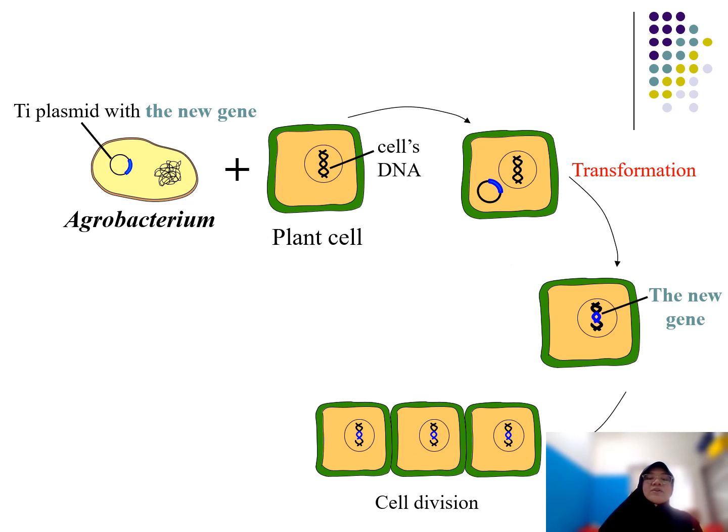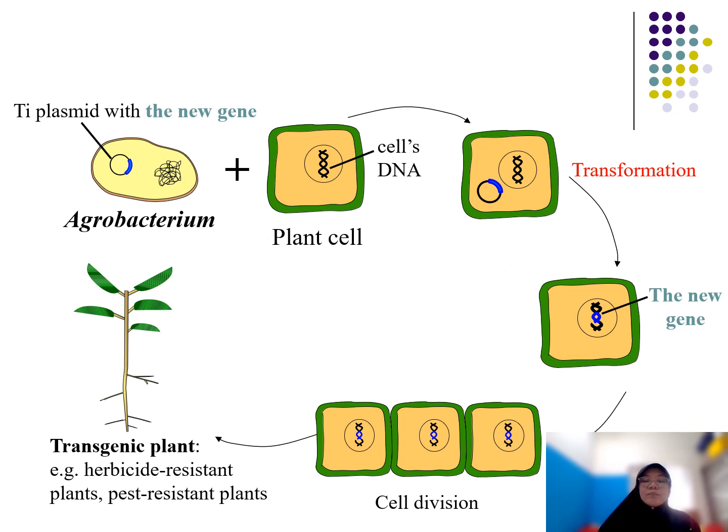So what is the importance of the transgenic plant? The transgenic plant will have characteristics such as herbicide resistance and pest resistance. That's all for the importance of the application of recombinant DNA.